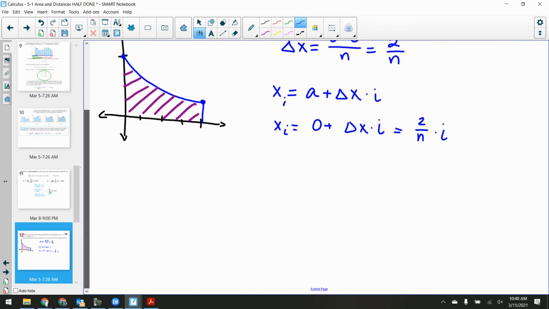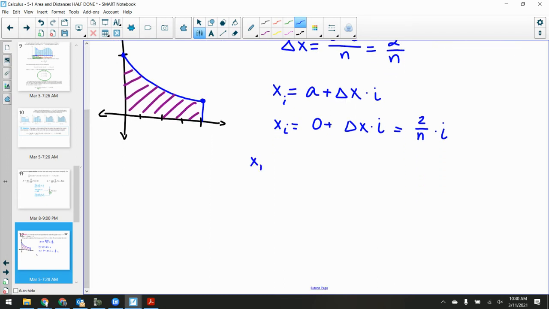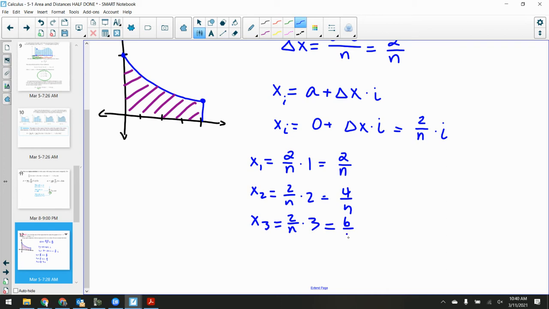So if I'm thinking about it, x1 would be what? 2 over n times 1, right? So x1 would be 2 over n. What would x2 be? Well, that would be 2 over n times 2, so 4 over n. x3 would be 2 over n times 3, or 6 over n. You follow me there? That's what I'm getting at when I say a plus delta x times i, with i being the number of terms that I'm finding.